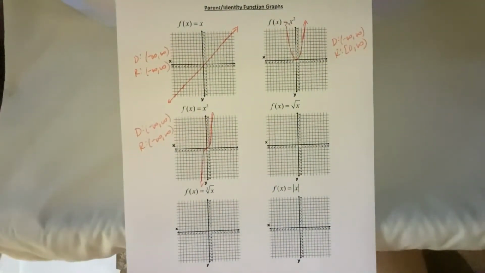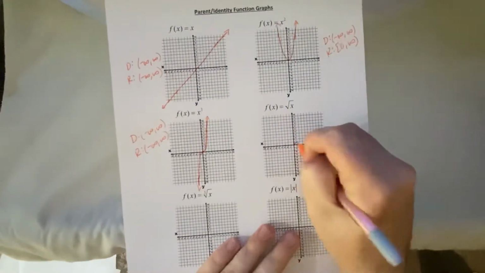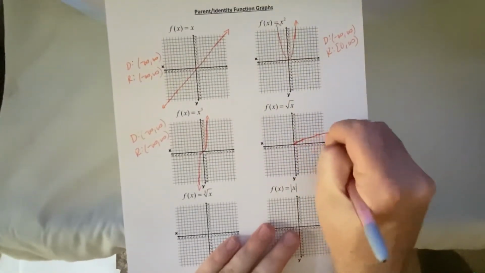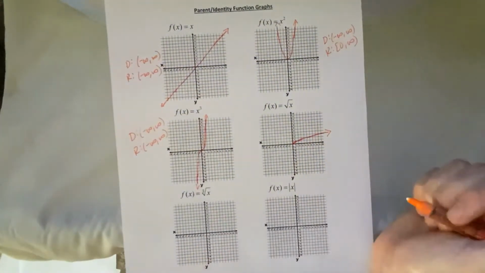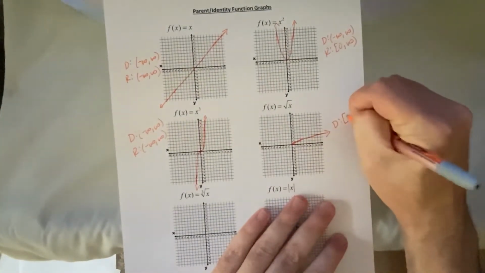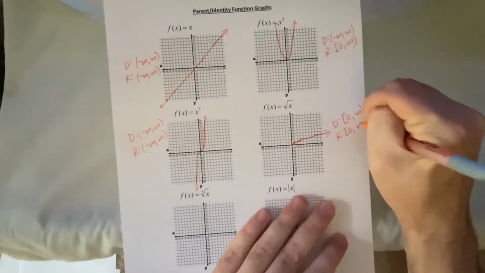The square root of x. So the square root of x is a little bit different because what numbers can we put under the square root? For graphing purposes, only non-negative numbers. This looks kind of like a parabola on its side, but only half of it because it's only the principal root. In this case, our domain here is from 0 to infinity. Our range is also from 0 to infinity.